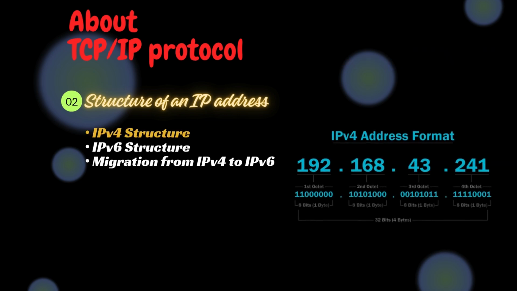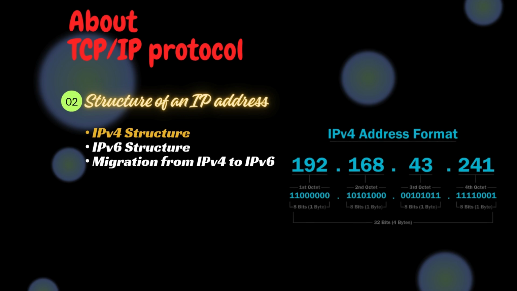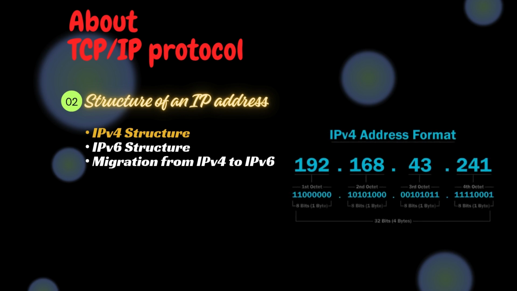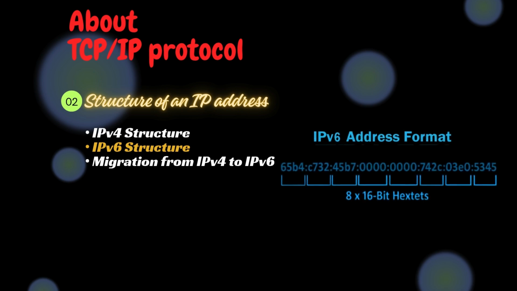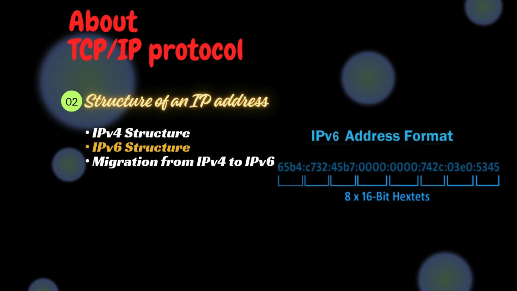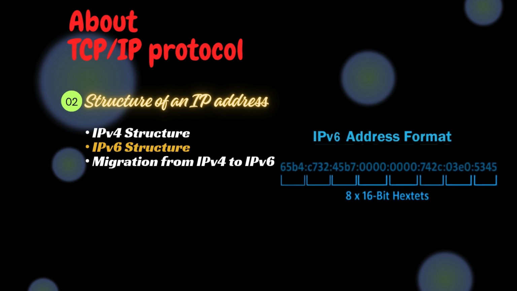IPv4 structure. Each octet is 8 bits, making up a total of 4 bytes. For example, this IP address is represented in binary, allowing computers to locate and communicate with each other across the network. IPv6 structure. This address is written as 8 groups of 4 hexadecimal digits called hextets. Each group is separated by colons, like in this example.